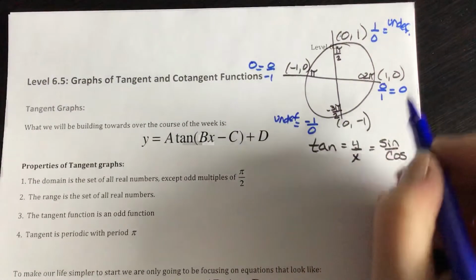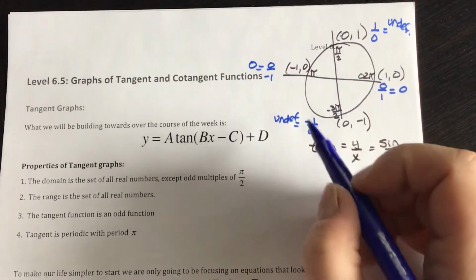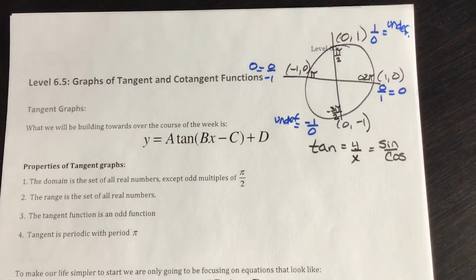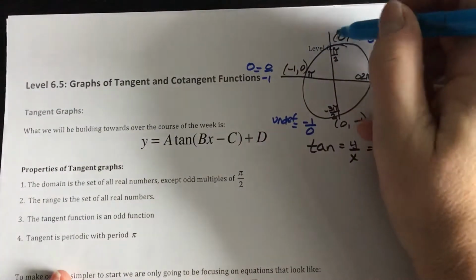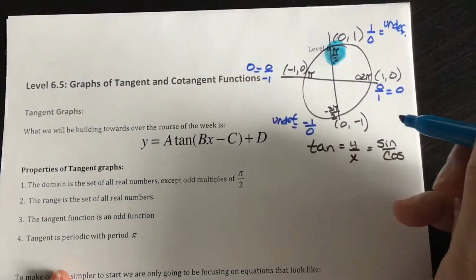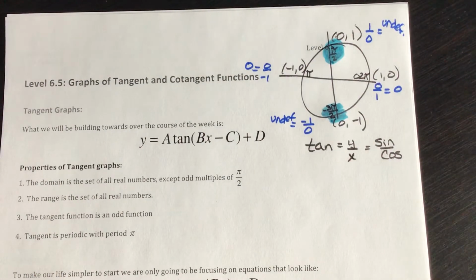All right, so just looking at those x and y intercepts, we can see that at pi over 2 and 3 pi over 2, we are going to have values that are undefined. So undefined here and undefined here. My highlighter was a little dark, sorry.